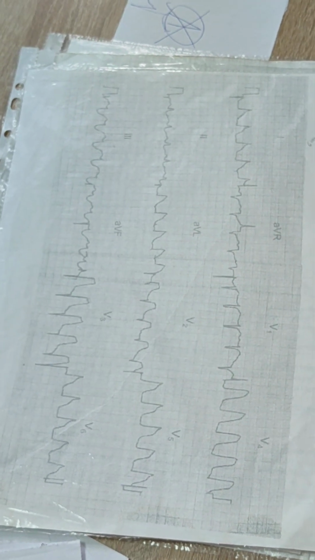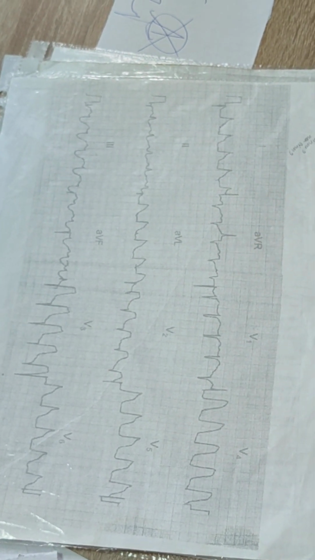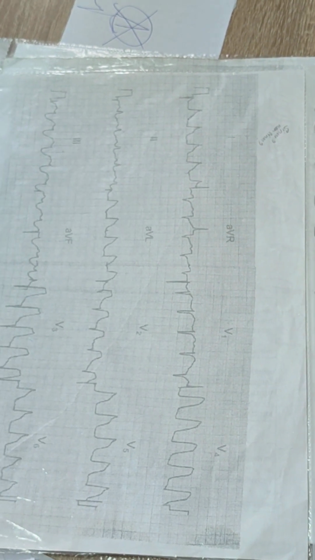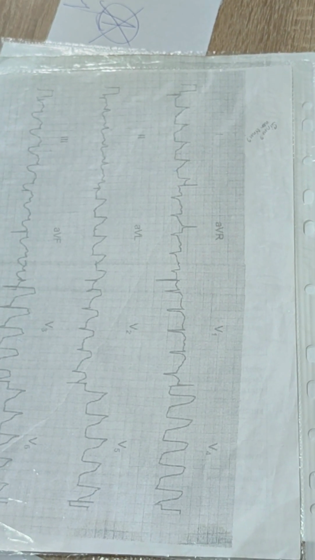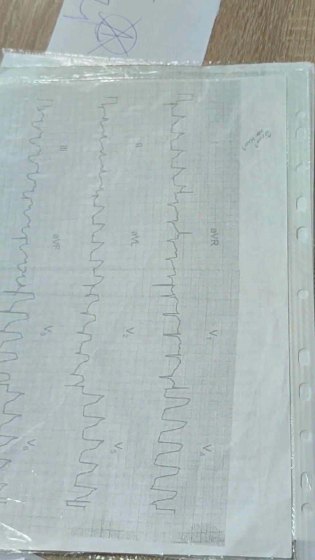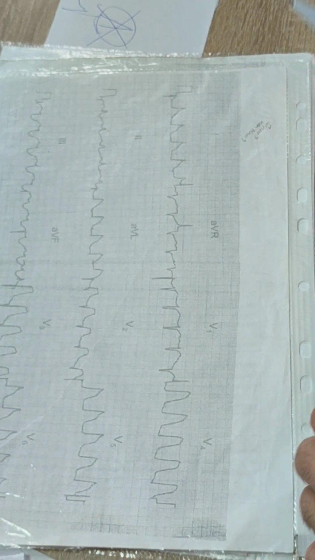Patient has ischemia, and to know is it myocardial infarction or not, we need to do a troponin test. If the troponin test is positive, it is super acute stage of myocardial infarction.